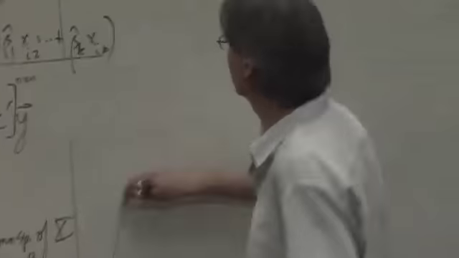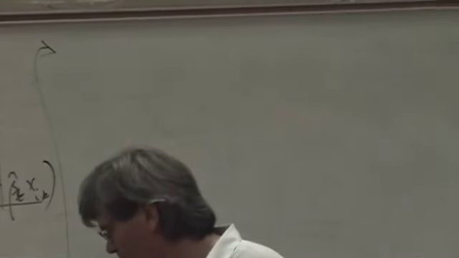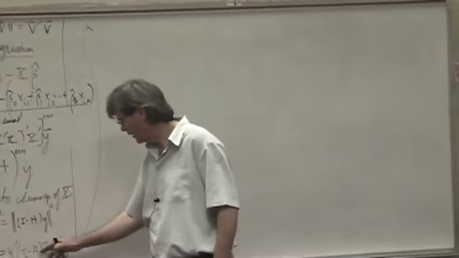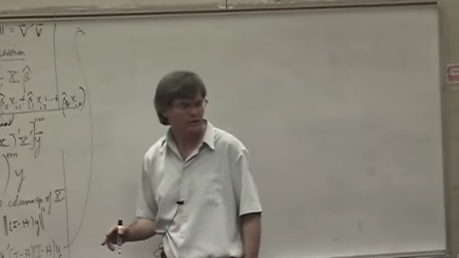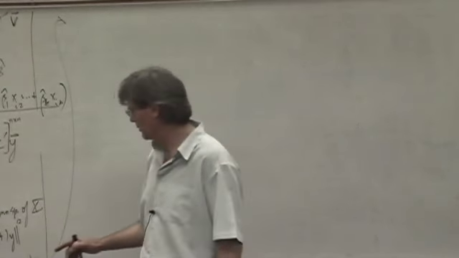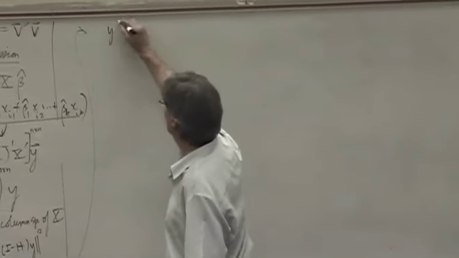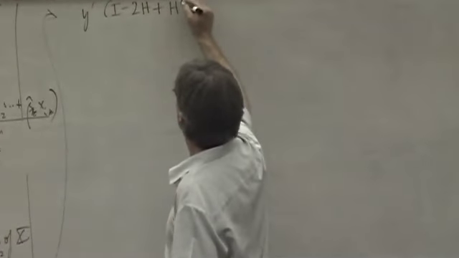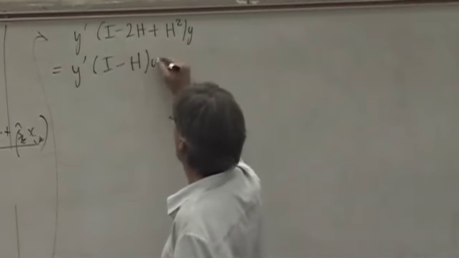Okay, so let's take that up here now. Now multiply this out. You get I times I minus H times I, which is H, minus I times H, which is H, plus H times H, which is H squared. But we said that H squared is equal to H, so-called idempotency. So we have that this is equal to Y prime times I minus H minus 2H plus H squared Y, equals Y prime I minus H Y.